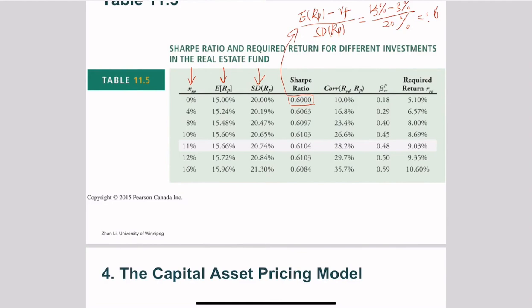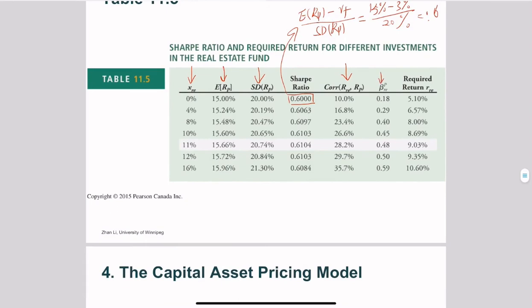And you could also calculate the correlation between the real estate fund and the combined portfolio. And now you could also calculate beta. So how do you get beta? Well, we know how to calculate beta, right? We just learned about this. Let me show you how you get this 0.18. It's given by the correlation times the standard deviation of the real estate fund, divided by the standard deviation of the portfolio. If we plug in numbers, correlation is given by 10%, so it's 0.1 times the standard deviation of the real estate fund.